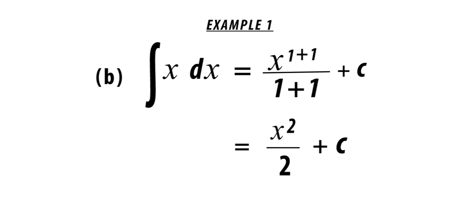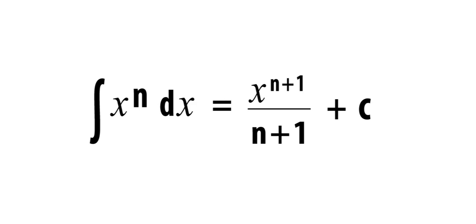Good. Remember, the rule is add 1 to the exponent and use the result to divide. And then you add c. So the integral of x to the exponent n dx is equal to x to the exponent n plus 1 divided by n plus 1. And for the case of indefinite integrals, add your constant of integration, which is c, to it. Good.